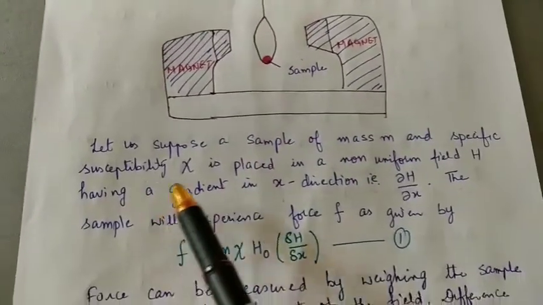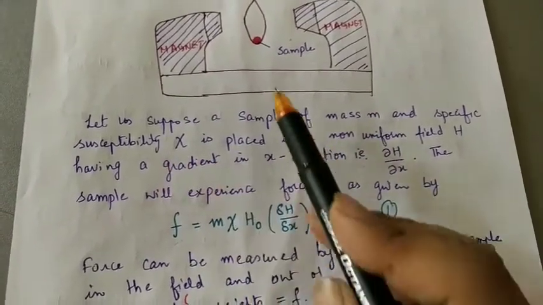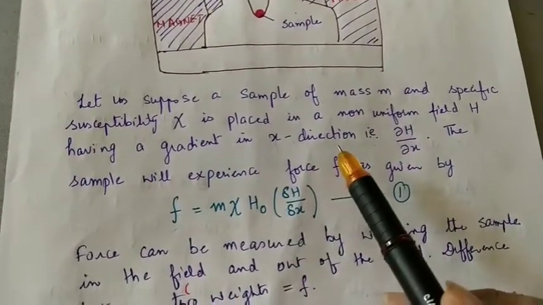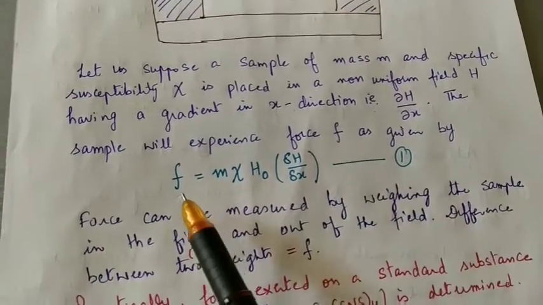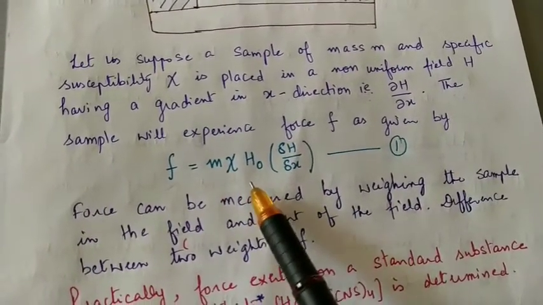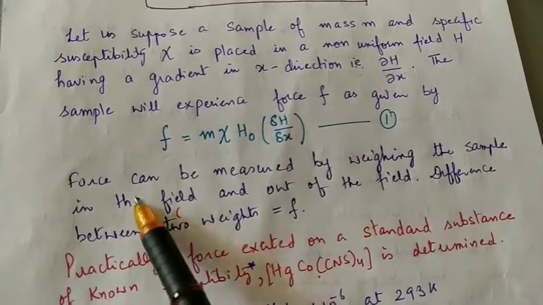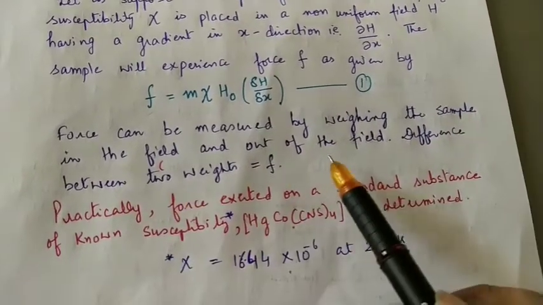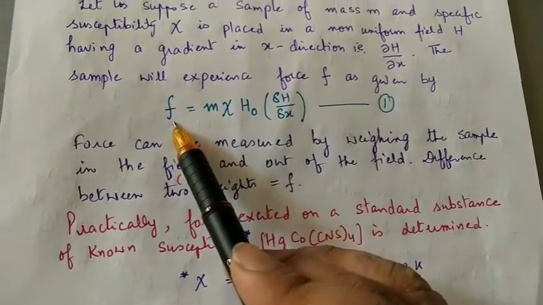Now let us suppose a sample of mass m and specific susceptibility chi is placed in this non-homogeneous field having a gradient in the x direction. The sample will experience a force, let us suppose it is small f. So f is equal to m chi H naught delta H upon delta x. The force can be measured by weighing the sample in the field and out of the field. The difference between the two weights will give us the value of this force.